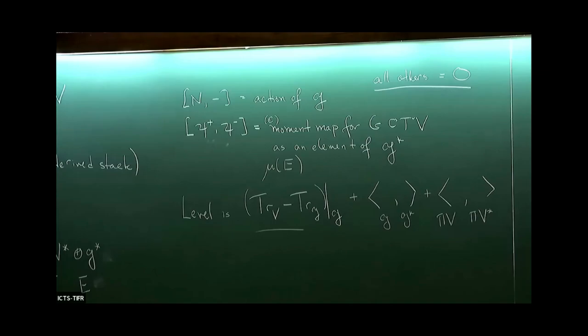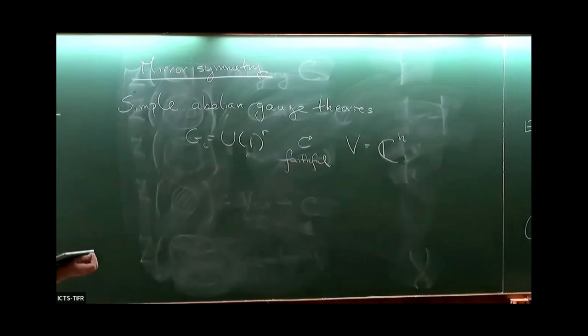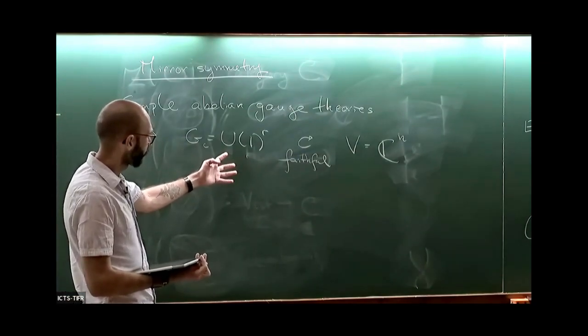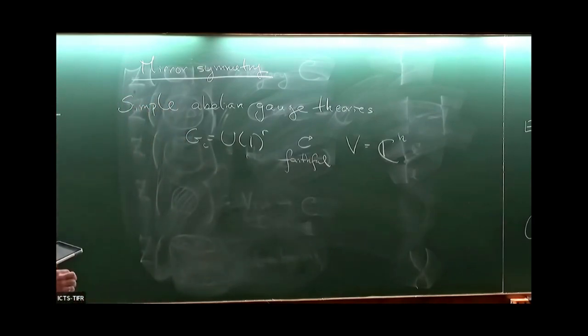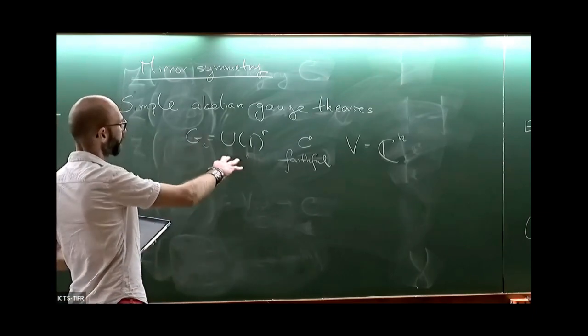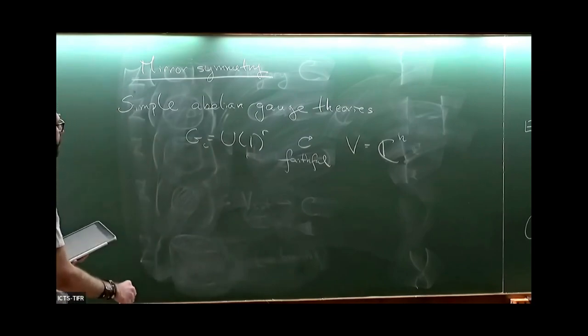By simple abelian gauge theory, I mean that the compact group is U(1) to the r, acting faithfully on C to the n. One could also play the sorts of games that Matt was discussing in his talk, where the group maybe has some discrete factors or doesn't act quite faithfully, and then one gets into fun games with higher symmetries. This family just plays very well with mirror symmetry.